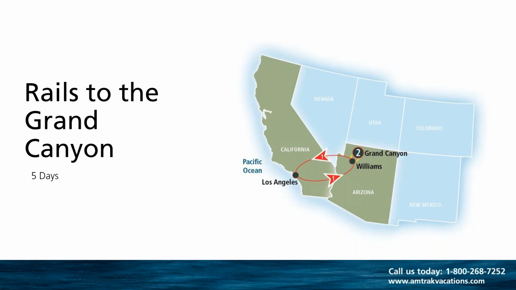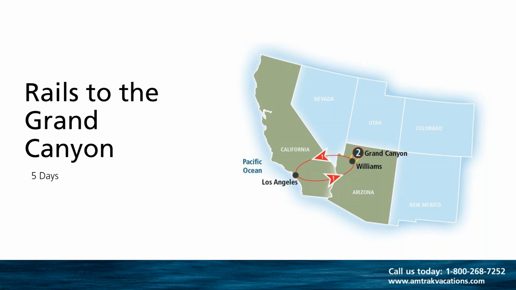And speaking of spectacular natural sights, it wouldn't be an Amtrak Vacations presentation if I didn't at least mention the Grand Canyon, which is one of my favorite places that you can visit by train. So this Rails to the Grand Canyon package is one of our best-selling itineraries out to the Grand Canyon. It does depart from the West Coast, from Los Angeles, or certainly anywhere you might be located in Southern California. We can hook you up on your way out to the Grand Canyon.